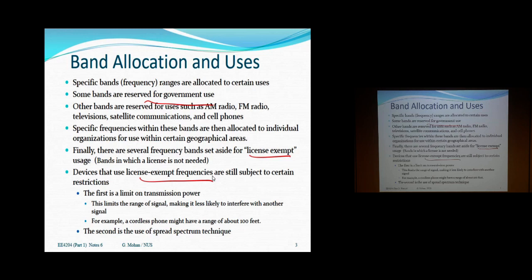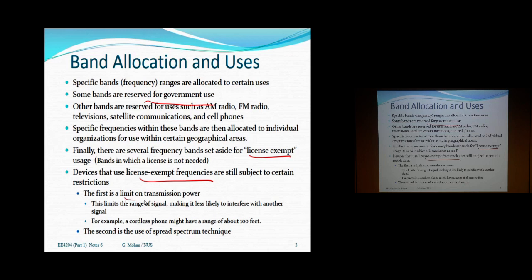But the next challenge is that, because the license is exempted for certain frequencies, we need to impose certain restrictions. For example, take the cordless phone in our home, its reach is limited. You cannot use the cordless phone for a very long distance. Why is it so? Because there are many users who are using cordless phones or Wi-Fi in the same region. There are some limitations or restrictions imposed.